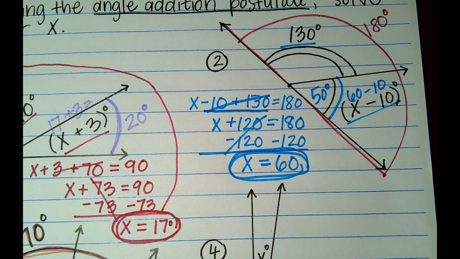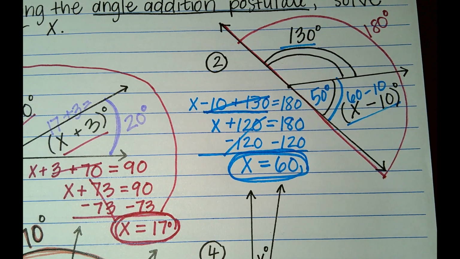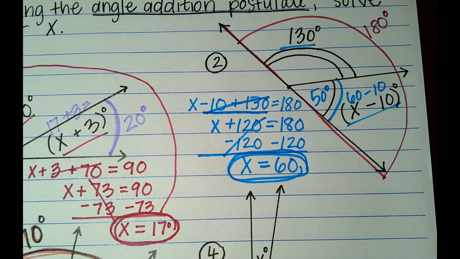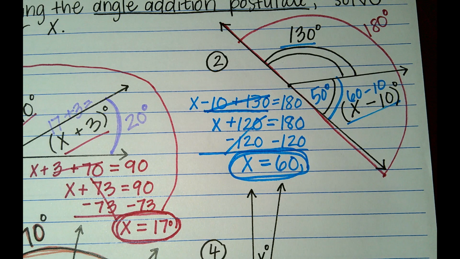On these, the way I did it wrong, I put x minus 10 equals 130 degrees. How do you know on all of these, do you always have to add them together and equal the big angle, the 180 degree part? Is that always going to be like that, just like on the first one, the 90 degrees?